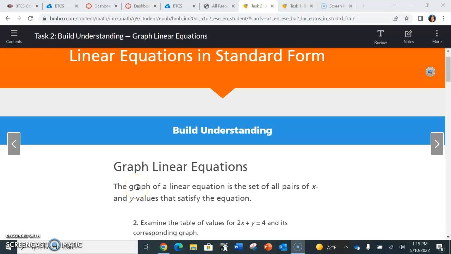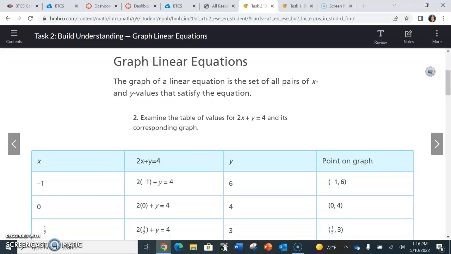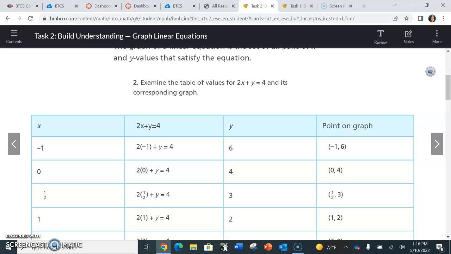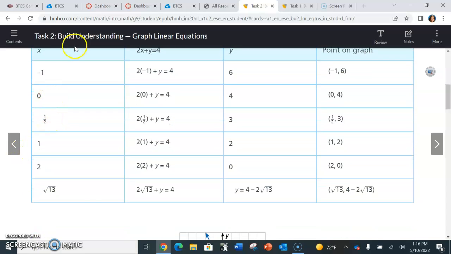Lesson 3.1, task 2, linear equations in standard form. Graph linear equations. The graph of a linear equation is the set of all pairs of x and y values that satisfy the equation. Satisfy means makes it true. So it says examine the table of the values for 2x plus y equals 4 and its corresponding graph. They're giving you a list of x values, and they're simply taking the x value and substituting it in the equation.